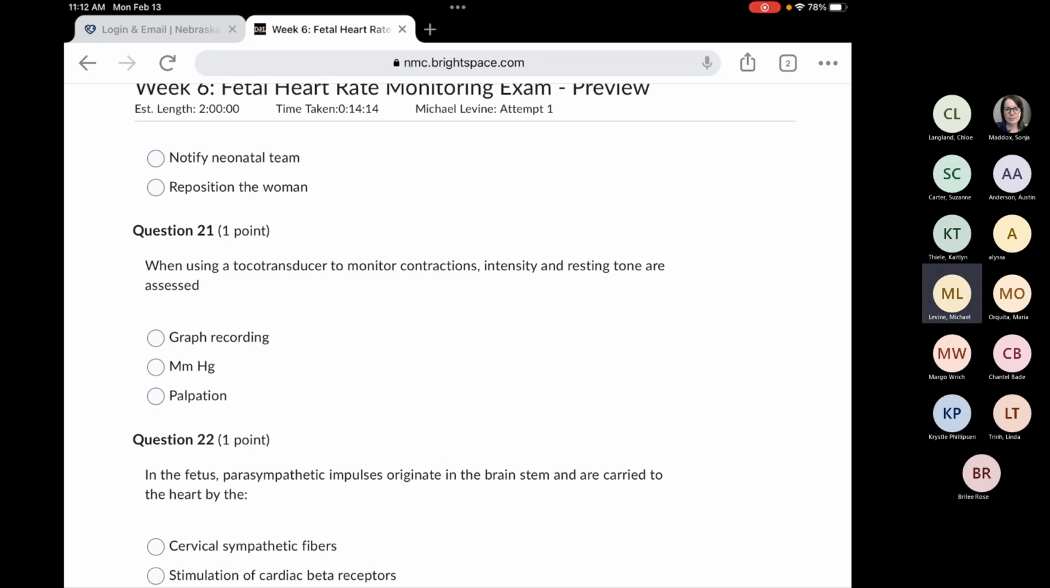So this question looks at some important concepts of fetal monitoring. When you have a toco transducer, we're looking at an external monitoring belt. And the only way to measure intensity and the resting tone is the use of palpation. The other two will not help you with an external tracing.